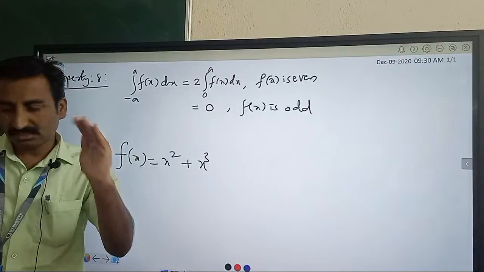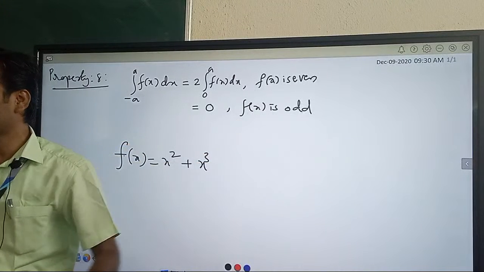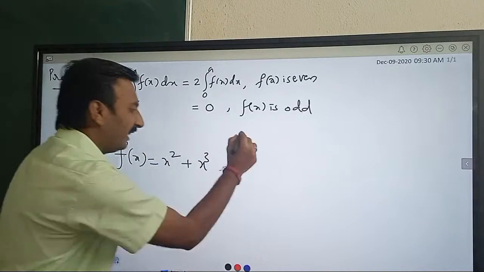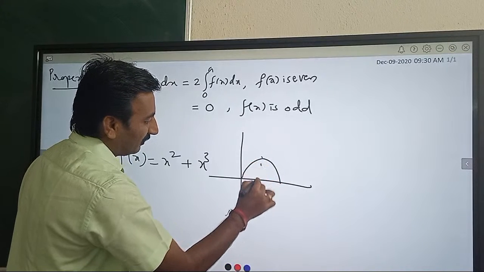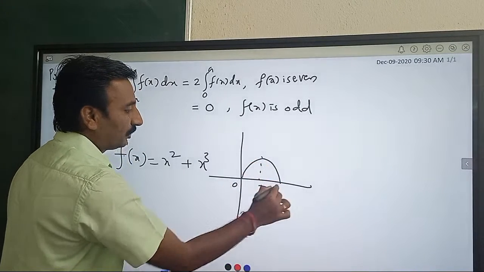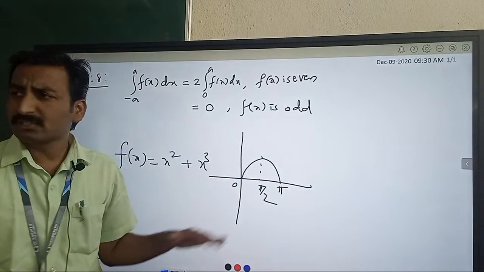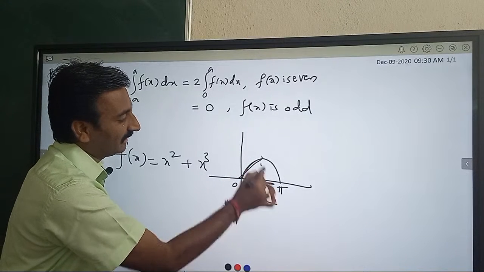Increasing functions and decreasing functions come next. In differentiation you have learned increasing and decreasing functions. So if I take the sine graph, increase, decrease. This is pi by 2, correct? 0 to pi. You are talking about the sine function increasing in between this. Look at this. And it is decreasing in between this.